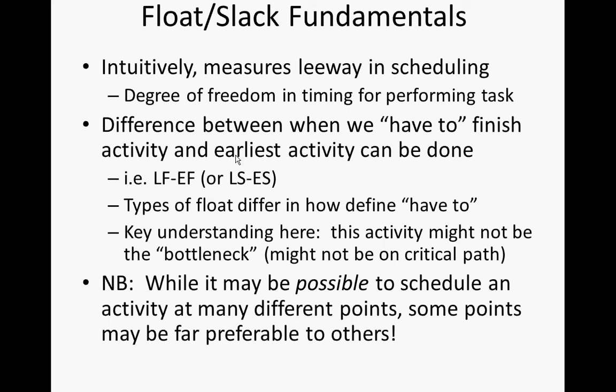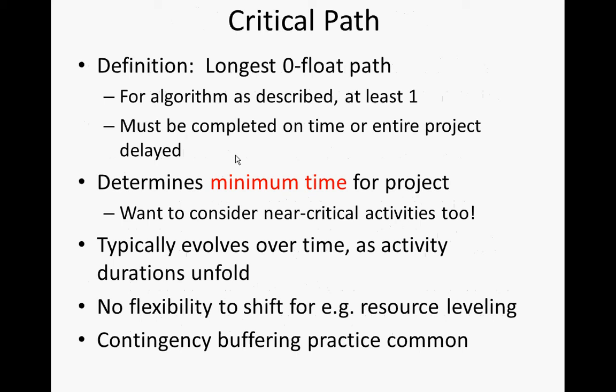And the key understanding here is this activity might not be a bottleneck. It might not be on the critical path. While it may be possible to schedule an activity at many different points, some of those may be far preferable to others. So if we have resource dependencies, it may be desirable to schedule these things either earlier or later so that we don't overload our resources. So this gives us this notion of critical path, and the critical path is the longest zero float path.